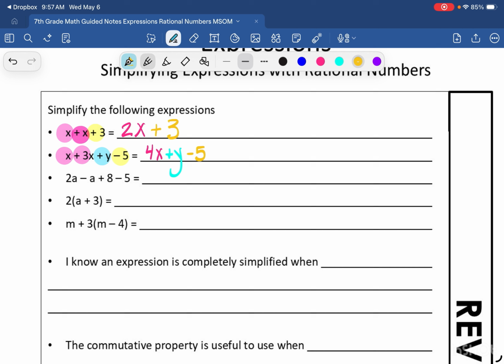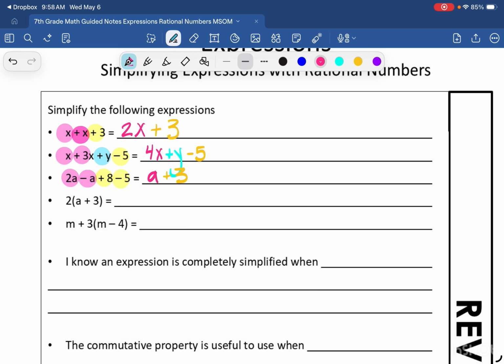Going on to the next question. Let's mark 2a, and then this minus a, so like a -a. And then I have my two constants here of plus 8 and -5. Combining like terms, 2a minus a is a. Plus 8 minus 5 is going to give me plus 3.